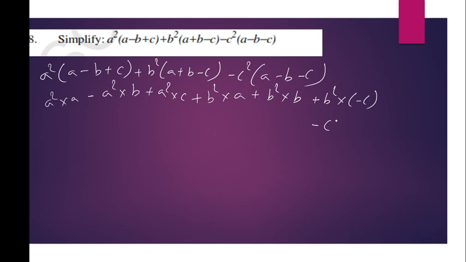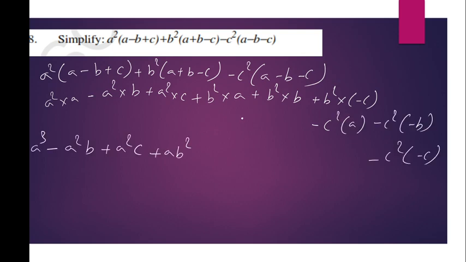Now multiply it. A square into a is a cube, minus a square b, plus into plus plus a square c, plus into plus plus ab square, plus into plus plus b cube, minus into plus minus b square c, minus into plus minus ac square, minus into minus plus bc square, minus into minus plus c cube. Now do we have any other a cube terms? No, a cube as it is.